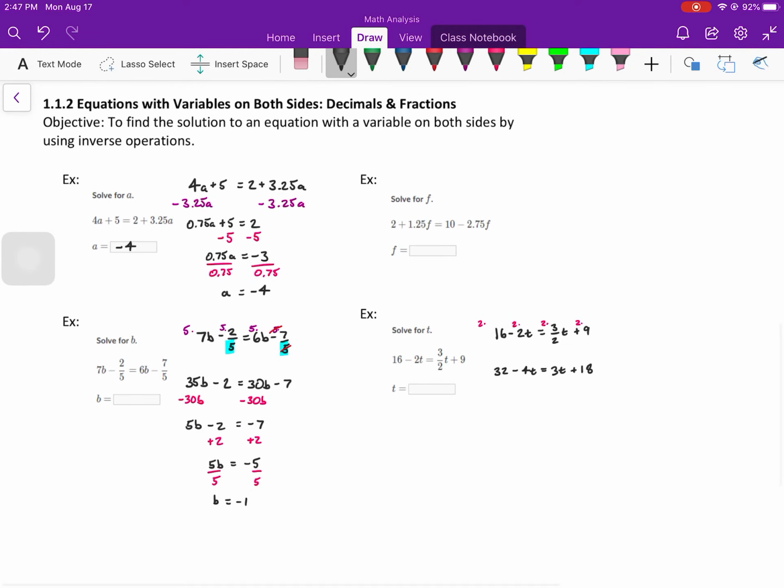So you have it. It's variables on both sides, but with decimals and fractions. Notice the decimals and fractions, it's not that intimidating. It's not that bad. You guys can handle it.